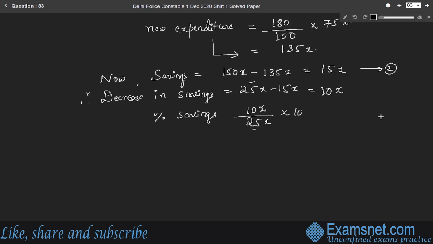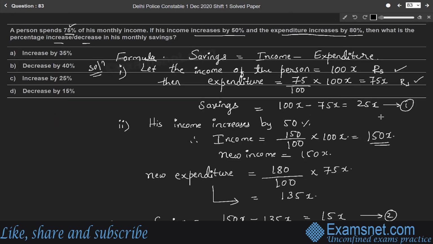Therefore, for 100, it is 1000 by 25, which is 40. The x and x get cancelled. Therefore, it is 40%. The question asks the percentage increase or decrease in his monthly savings. It is a decrease in his monthly savings, which is 40%. Hence, option B is the right answer. Decrease by 40%.